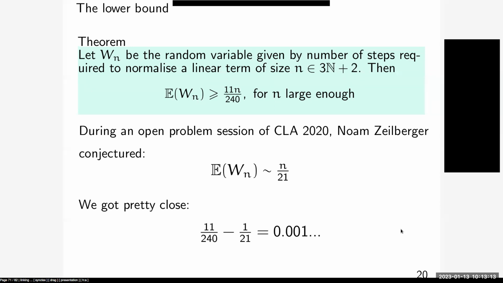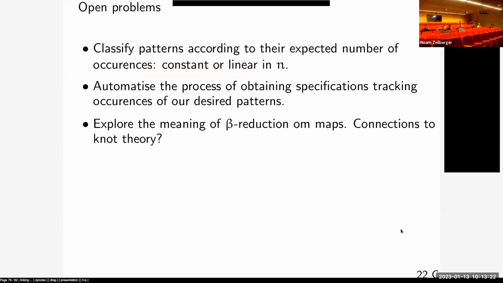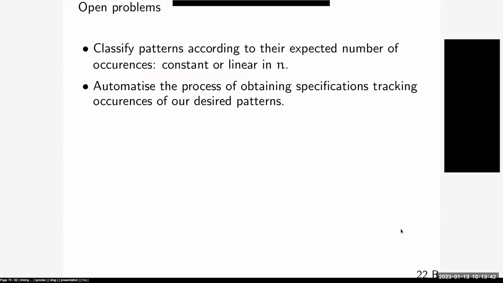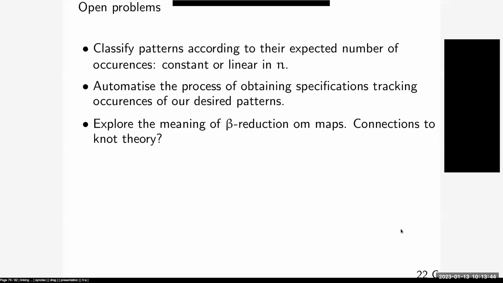Yes, another question in another direction, maybe? Yes. Sorry. So at the end, in the conclusion, you give two kinds of patterns, with expected number of occurrences that are constant or linear on average. So do you have patterns in mind whose expectation is neither constant nor linear? So this is an interesting question.